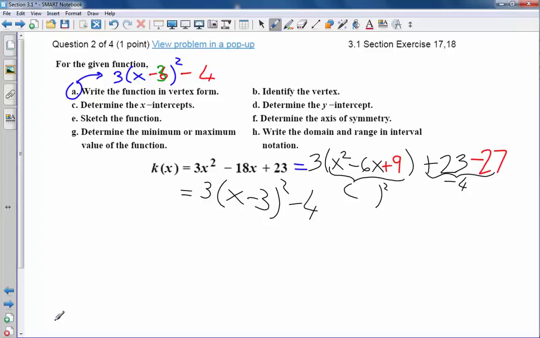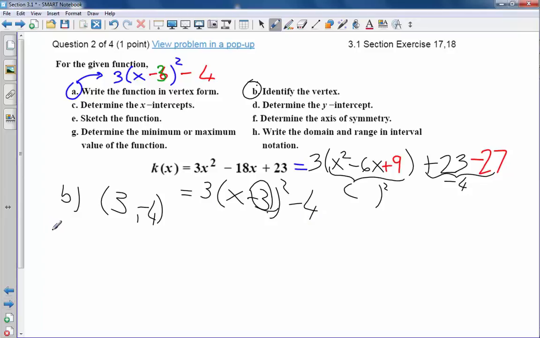Okay? Now let's pick up the fruits from this tree. You can identify the vertex. Now, all these parts are 10-second questions if you know what you're doing. Identify the vertex. Somebody, please tell me the coordinates of this vertex. What is that, 3? Positive 3? And negative 4. Yes, it's positive because we take the opposite of this number. Negative 3 is positive 3. But negative 4 is still negative 4.